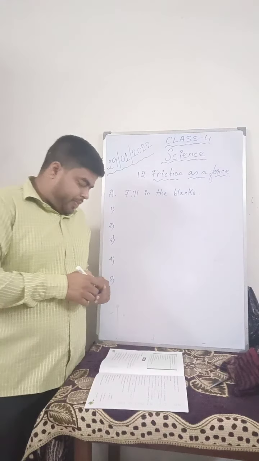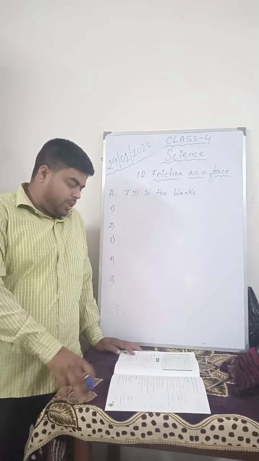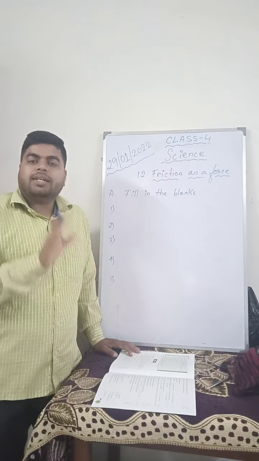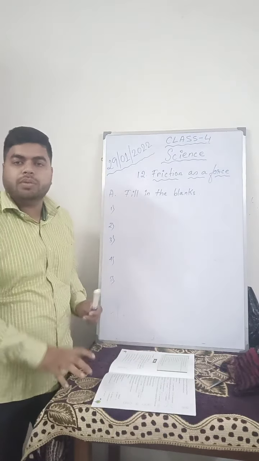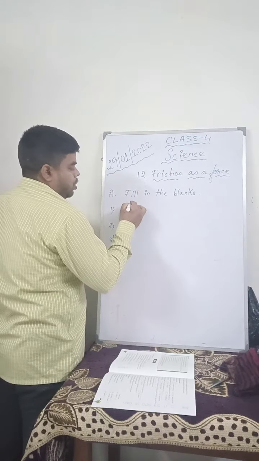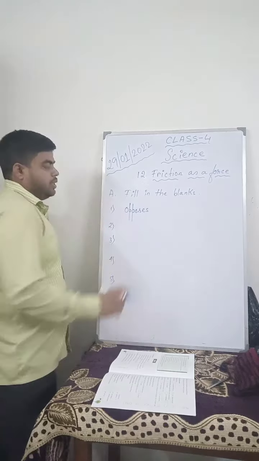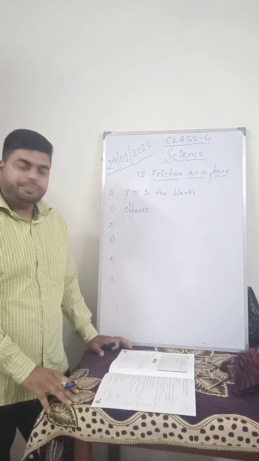Number 1. Friction is a force that dash motion, that opposes motion, that tries to stop the movement of the moving object. So you write here opposes motion. Friction is the force that opposes motion.